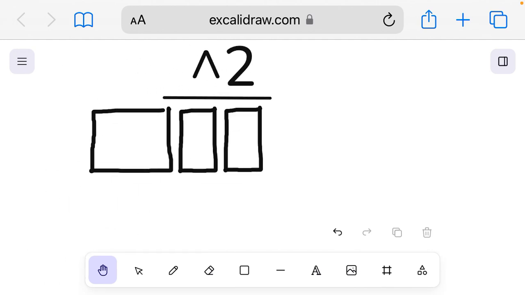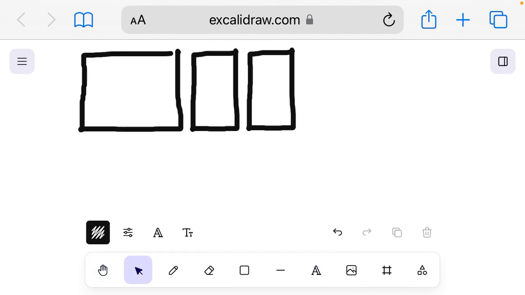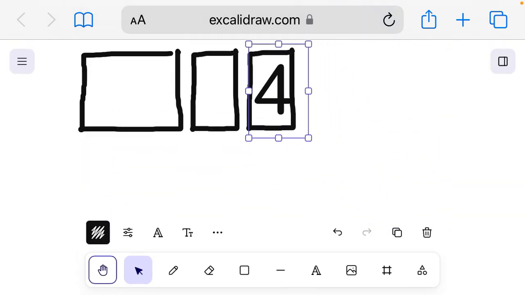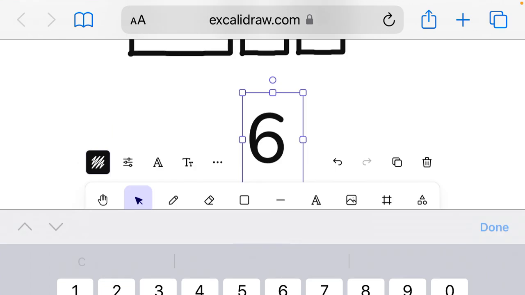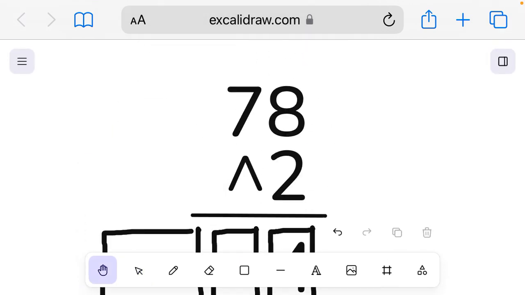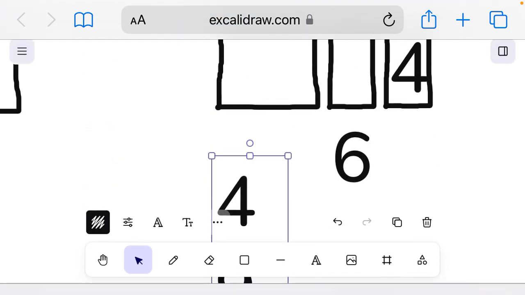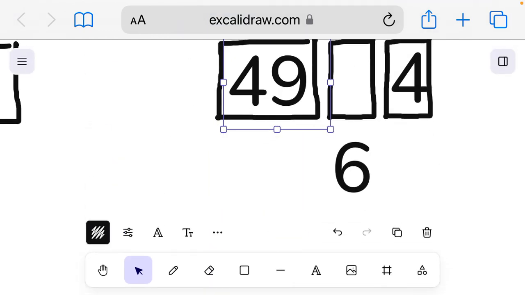So we have 8 squared. You know what it is. 8 squared, it's 64. So you write a 4 here, but you put the 6 down here. And all you do is do 7 squared. 7 squared is 49. So we write the 49 here.